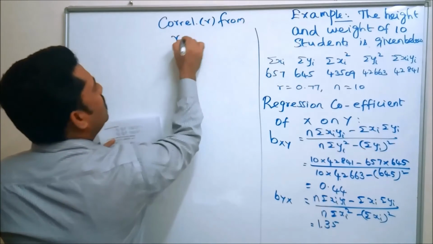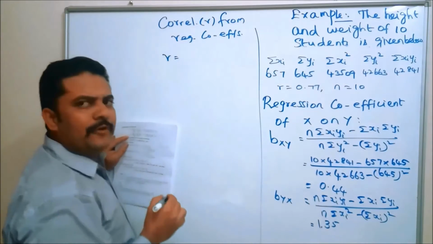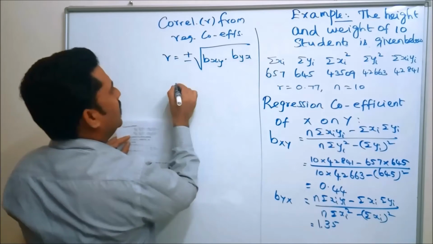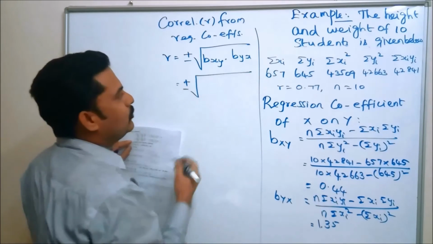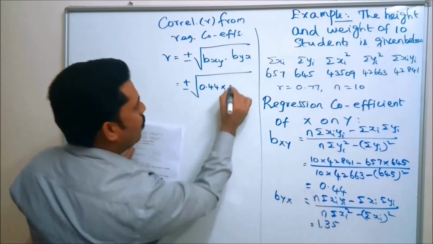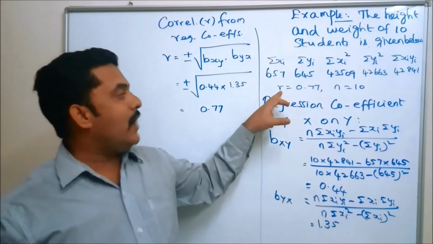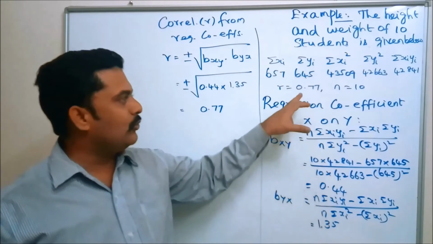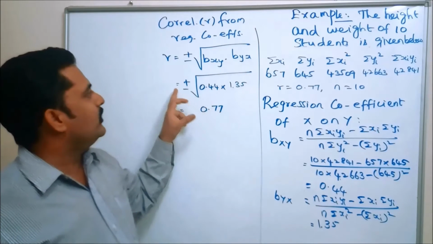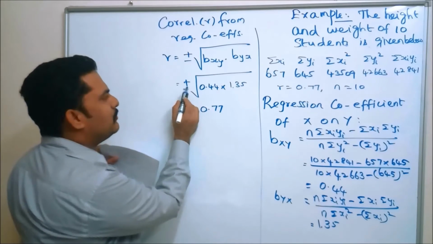And next, finding the correlation coefficient R from the regression coefficients. There is a rule behind that. The correlation coefficient R is equal to plus or minus square root of bxy into byx, which is plus or minus square root of the value of bxy, 0.44, into the value of byx, 1.35, from which we will be getting 0.77, as we already have calculated this R through a huge calculation. And if we know the values of bxy and byx, that is the regression coefficients of x on y and y on x, we can also calculate the correlation coefficient from that. And see, here it is mentioned plus or minus.